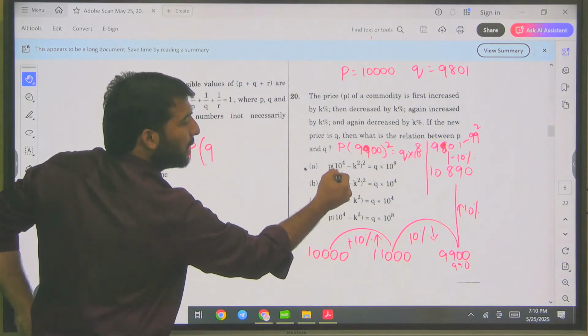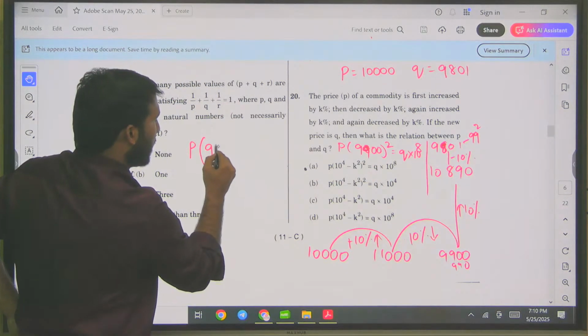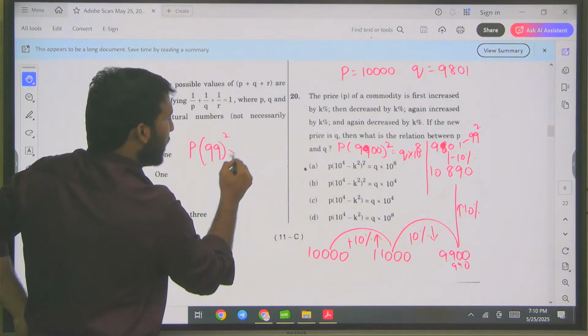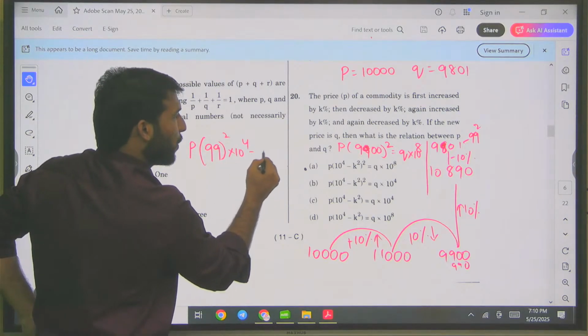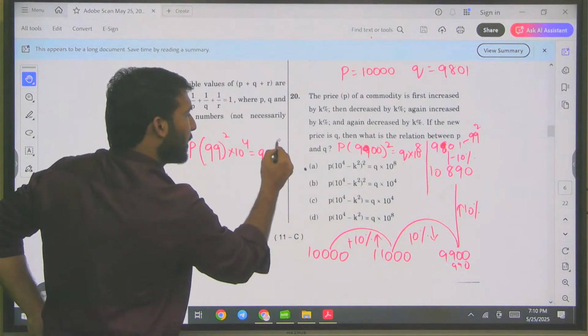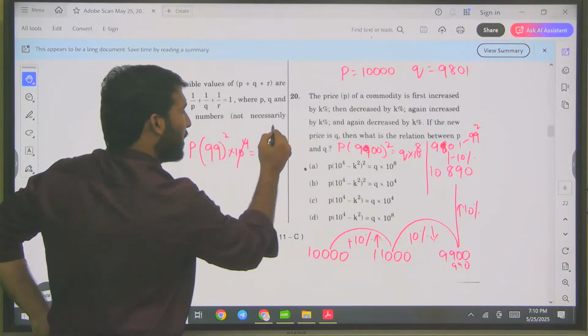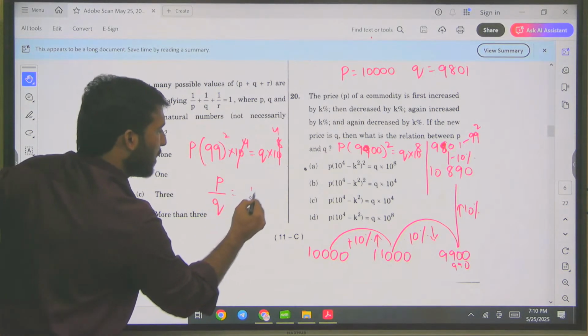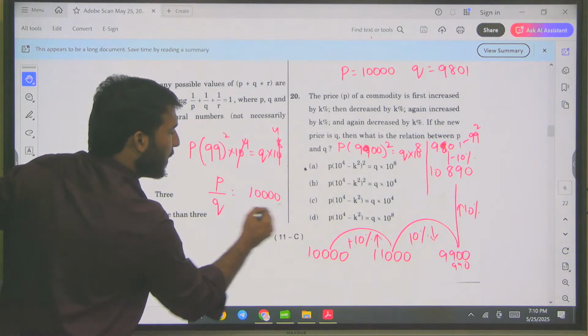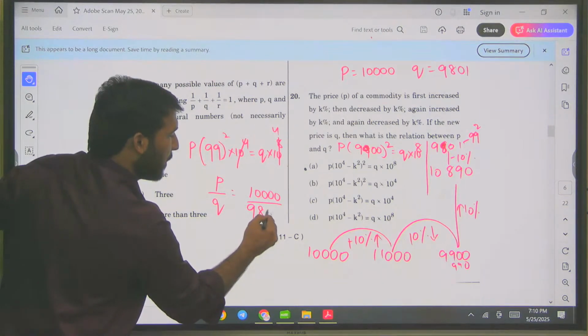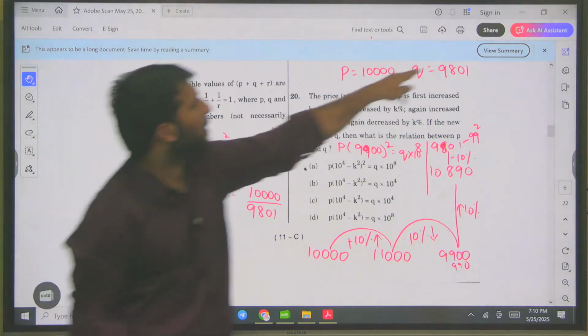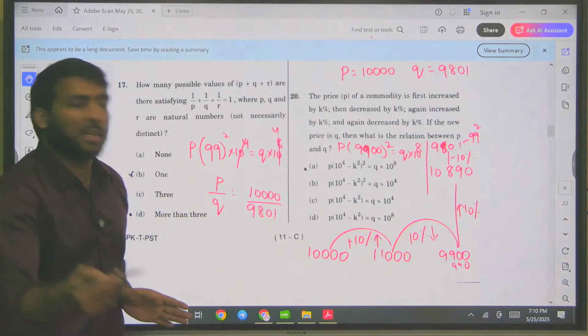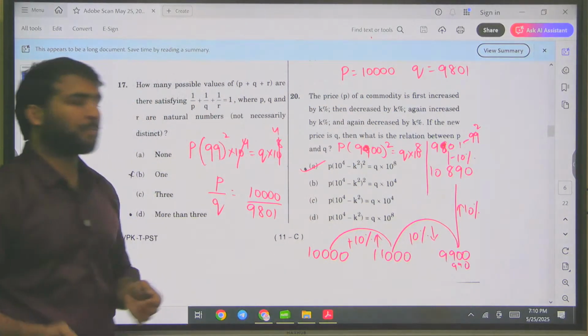10,000 minus 100 will be 9,900. 99 square into 10 square will be 10 power 4 into Q into 10 power 8. If I cancel this, it will become 10 power 4 P divided by Q, which is equal to 10,000 divided by 99 square, which is 9801. Same as what we got. So my answer will be the first option.